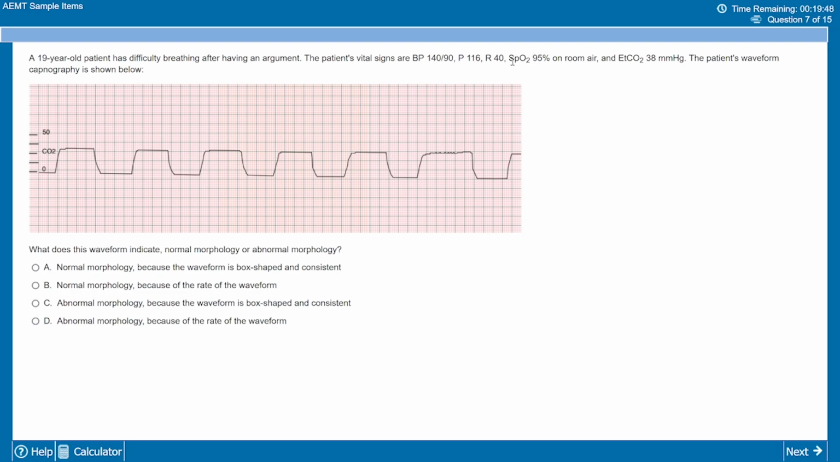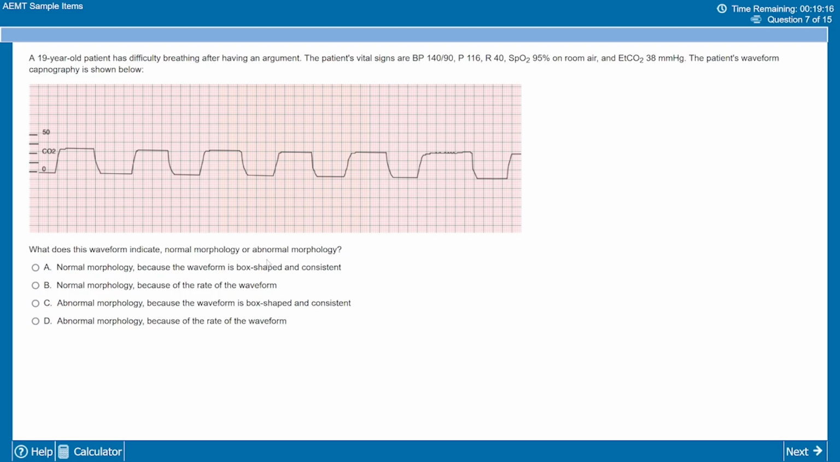But the interesting thing is their SpO2 is at 95%, so they're technically perfusing properly still, even though the respiratory rate is abnormal, which is technically improper respirations or perfusion. But they're satting fine is the important thing. And their ETCO2 is at 38, and the normal range is between 35 to 45 millimeters of mercury. If you don't know that, you're not really going to be able to answer this question, so you need to know your baseline vitals. So what does the waveform indicate?